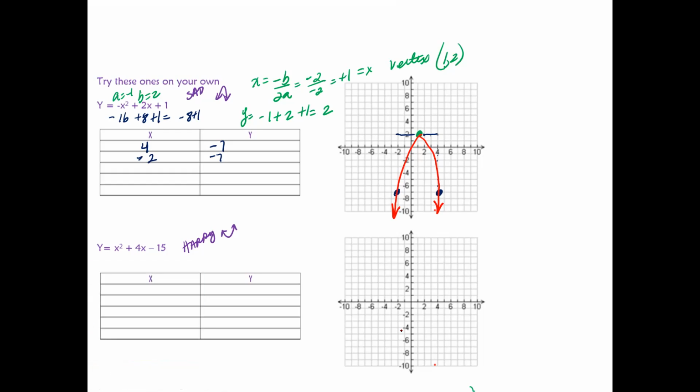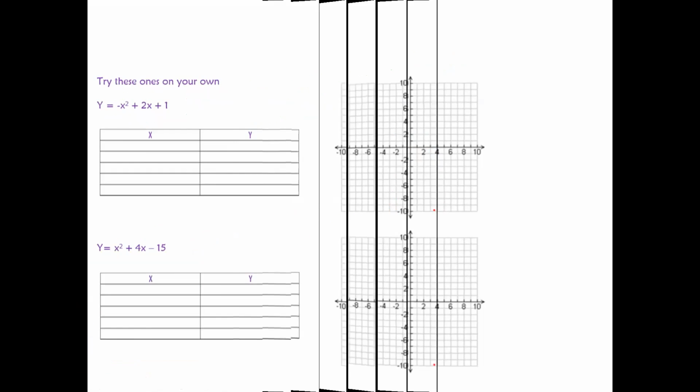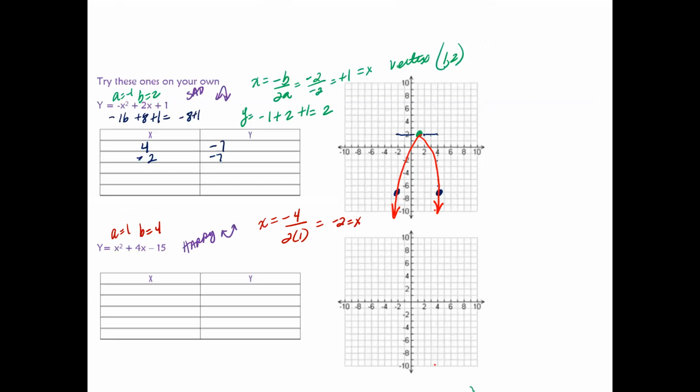Okay, so looking at this, once again, your a is 1, your b is 4. So your x is negative b over 2a, which just gives you negative 2. Well, you've got to know what y is. So y is going to be negative 2 times negative 2, which is 4. 4 times negative 2 is negative 8, minus 15, which gives you negative 19.